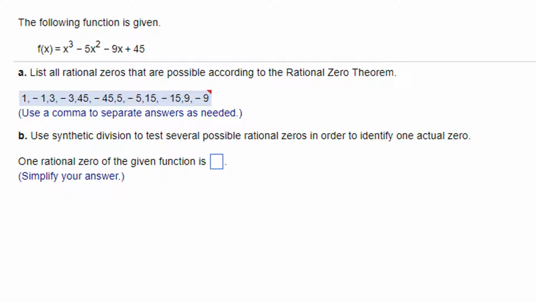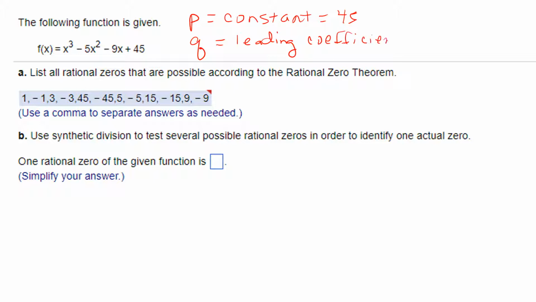All right, given the following function, x cubed minus 5x squared minus 9x plus 45, we need to find all the possible rational zeros for this function using the rational zero theorem. So the rational zero theorem says that p is understood to be my constant. In this case, my constant is 45. Q is understood to be my leading coefficient, which is, in this case, the coefficient on the x cubed, so it is 1.